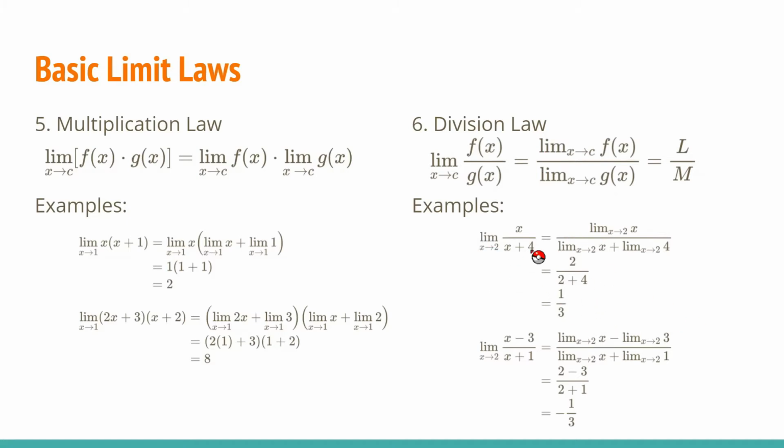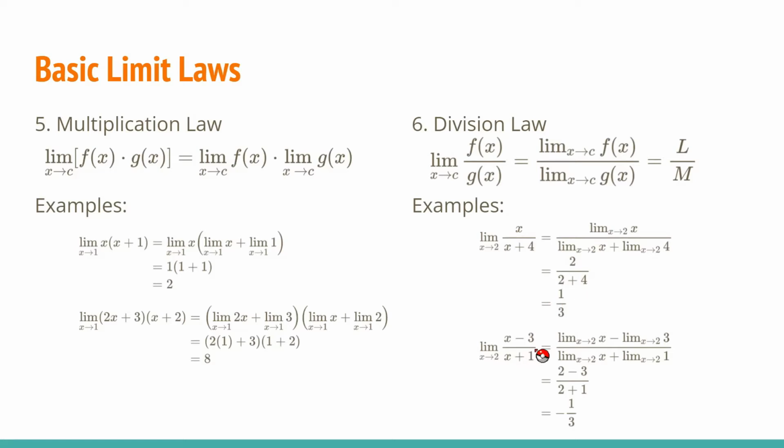So for the examples, the limit of x divided by x plus 4 as x approaches 2 is equal to the limit of x as x approaches 2 over the limit of x as x approaches 2 plus the limit of 4, and so on. Again, using the other limit laws, we will get the values of 2 over 2 plus 4, which will give us 1 over 3.